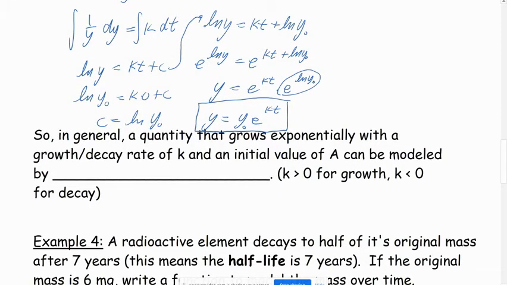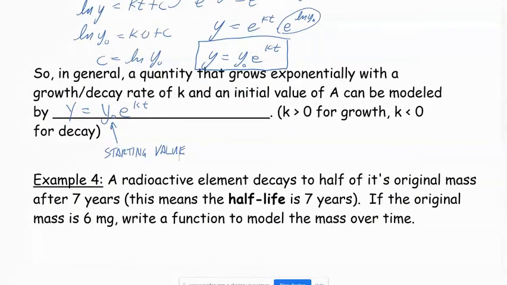So to fill in the blank here, it's going to be y equals initial value times e to the kt, for k greater than 0 for growth and k less than 0 for decay. Remember, it's important to realize that y sub 0, or you can pronounce it y naught, is our starting value. So starting population or starting amount of money in our bank account, whatever it is that it's modeling.